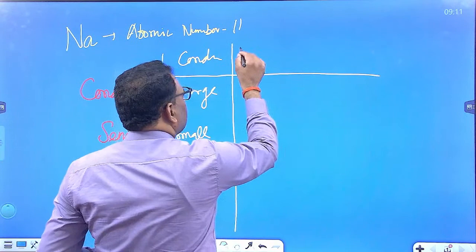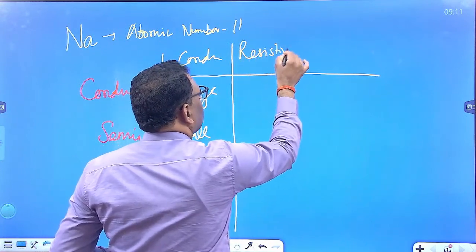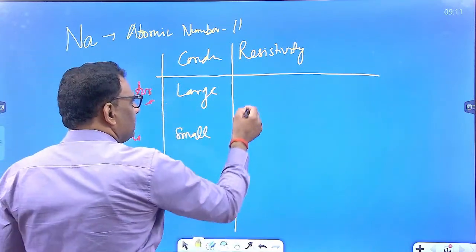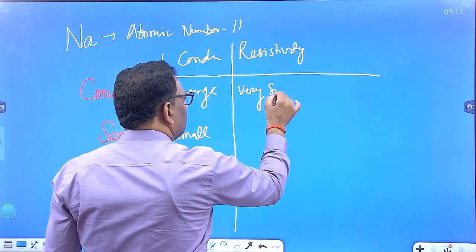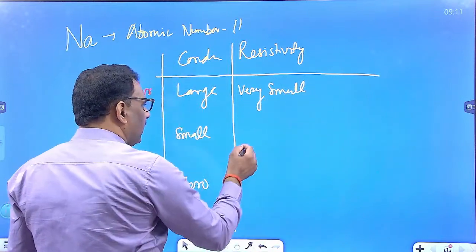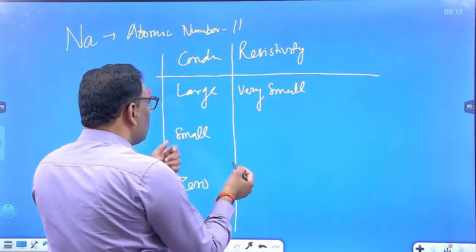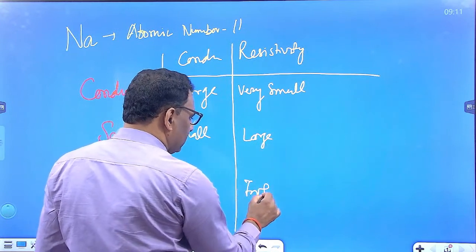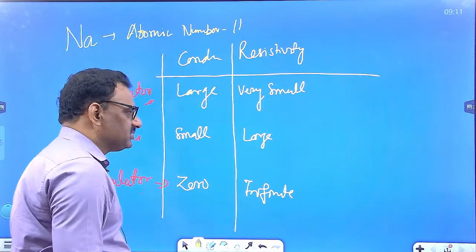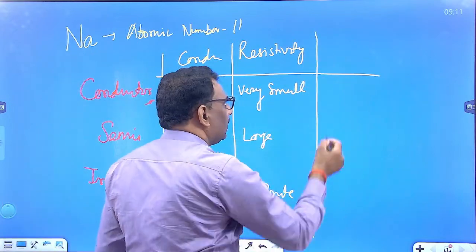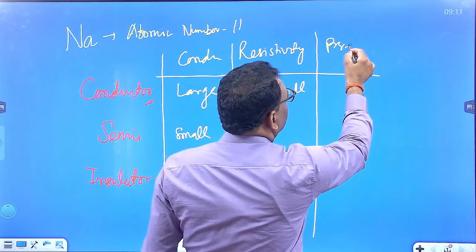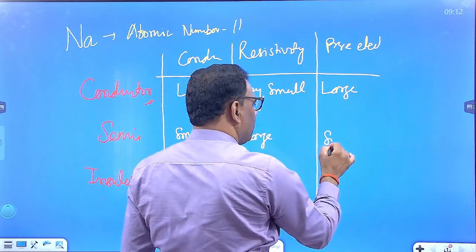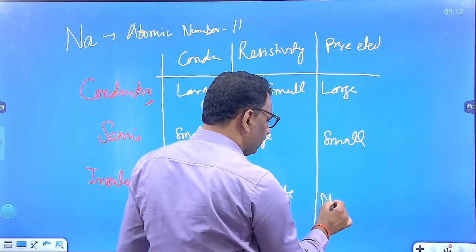The reverse of conductivity is resistivity. If you have large conductivity, your resistivity is very small. And this has a small conductivity, so it has large resistivity, and you can say it is infinite for the insulator, on the basis of resistivity. Other is free electrons. It has a very large number of free electrons, it has very few, and it has no free electron.